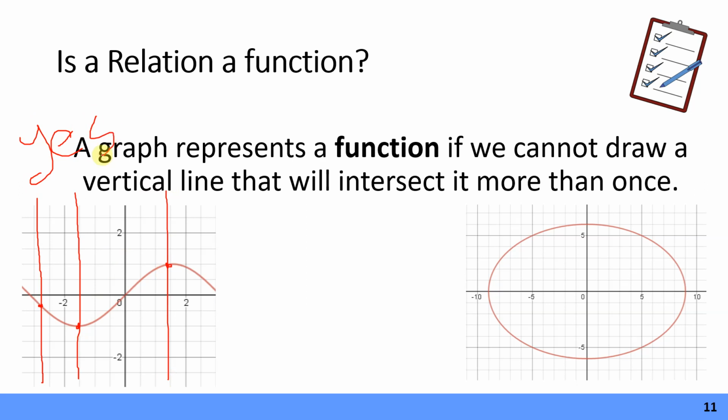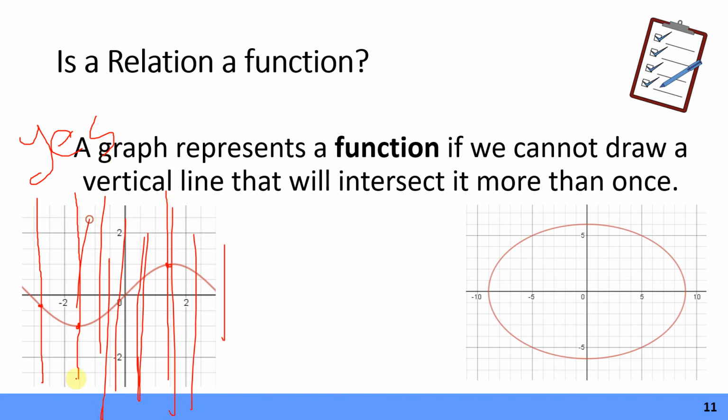So hopefully that made sense. You could draw a bunch of lines, and I'm going to exaggerate. Any single line you draw in this graph is only going to intersect the graph once. So that's why this one is a function. Now let's go ahead and try this one.